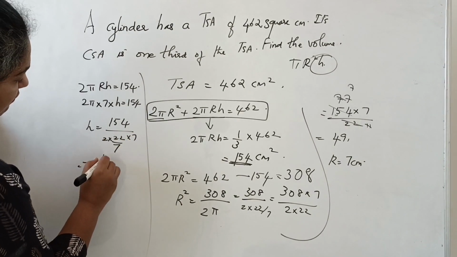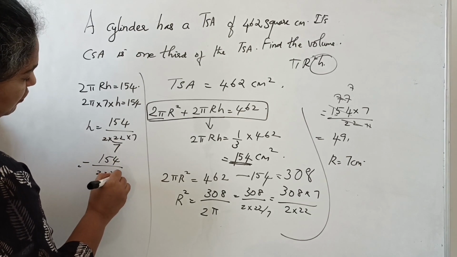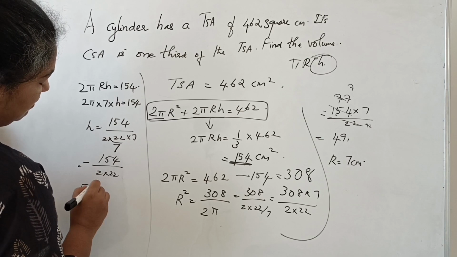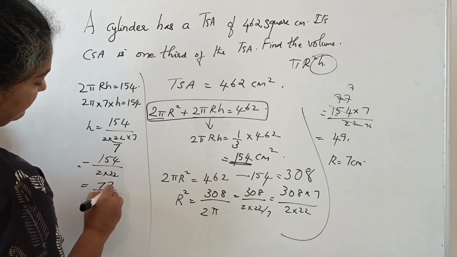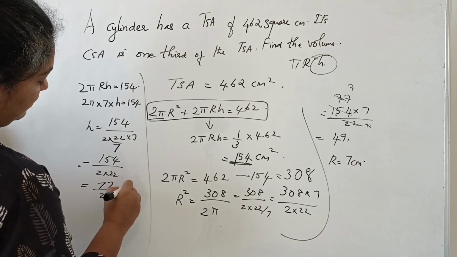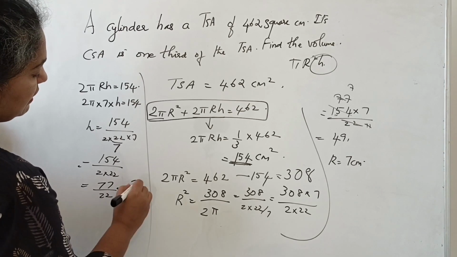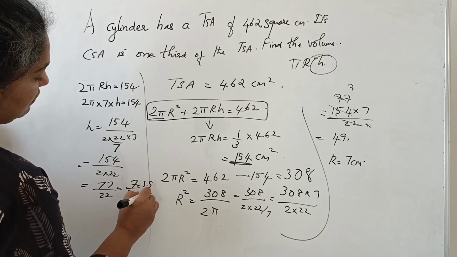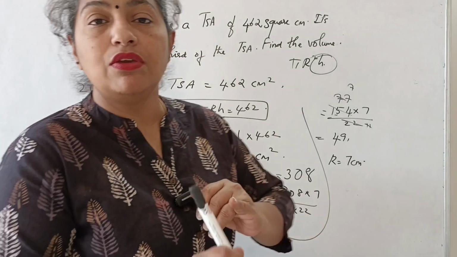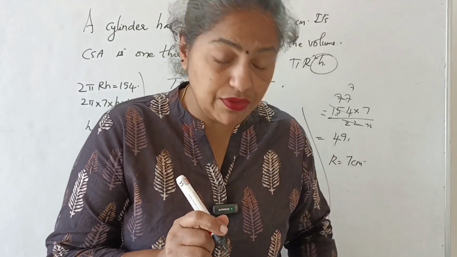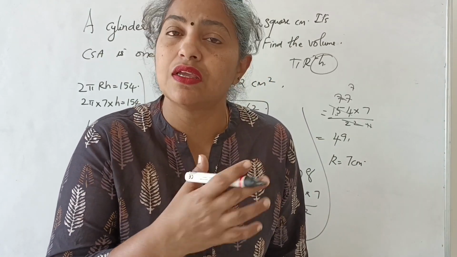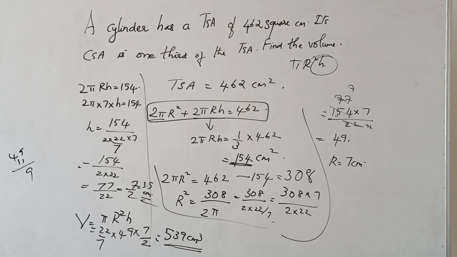Right? So when I'm solving, I will get 154 by 2 into 22. 7 and 7 get cancelled. So here I will be getting 77 by 22, which is 7 by 2, or I can write it as 3.5 centimeter. So I have gotten the value of r, I have gotten the value of h. You can substitute it in the formula for volume in order to get the required value. When you substitute it in the formula for volume, you will get pi r square h, 22 by 7, r square we already know, and the height is 7 by 2. You will get the final value as 539 centimeter cube.